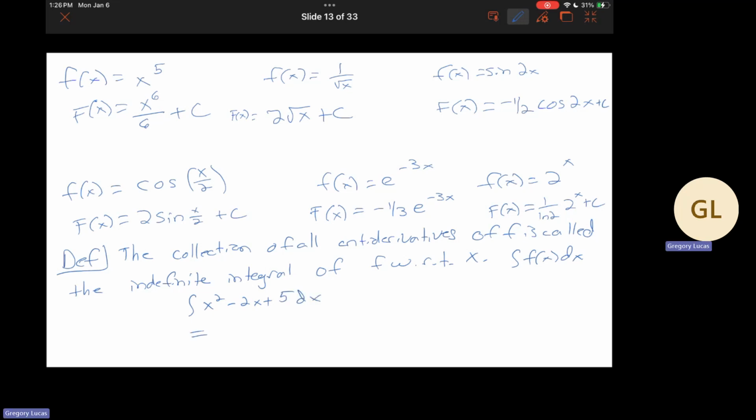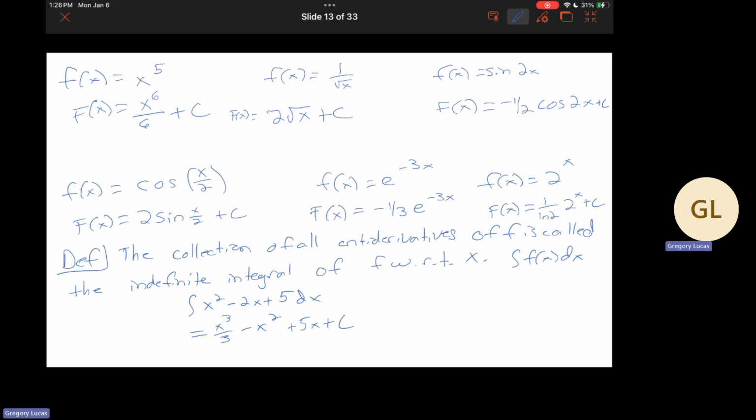We take it term by term. The antiderivative of x squared is going to be x to the third over 3, because if I take the derivative of x to the third over 3, I get x squared. So that makes minus 2x into minus x squared. And 5 would be plus 5x. And then plus c. That's how we take an integral.